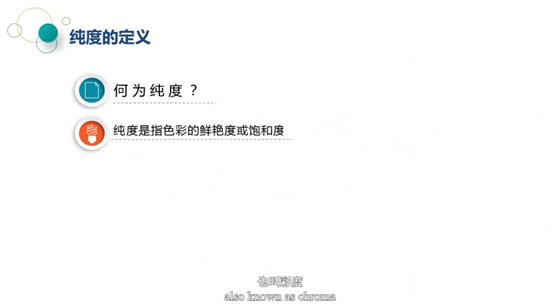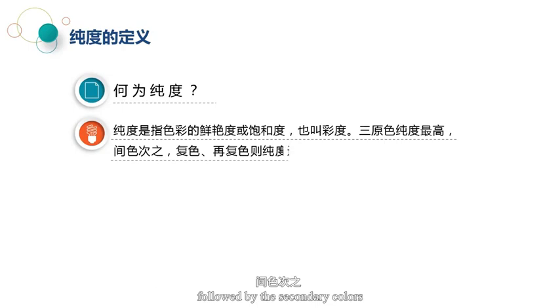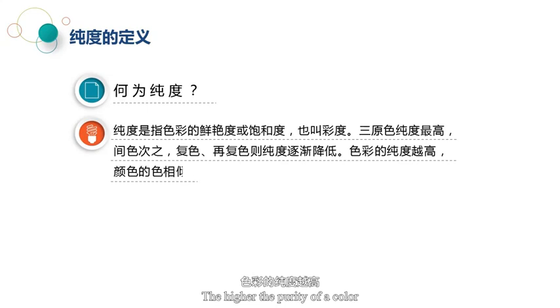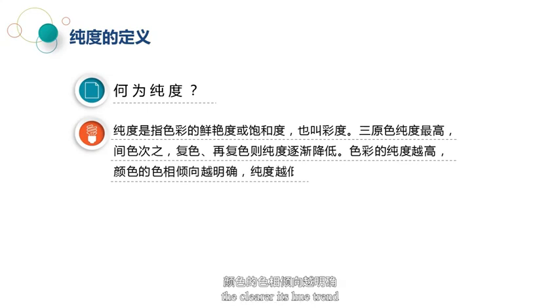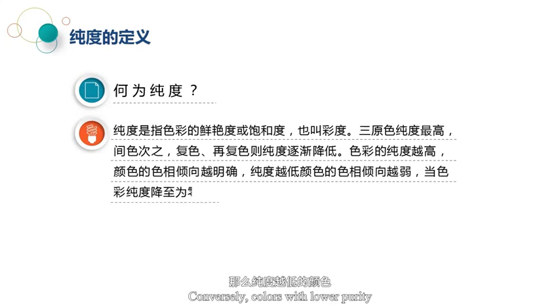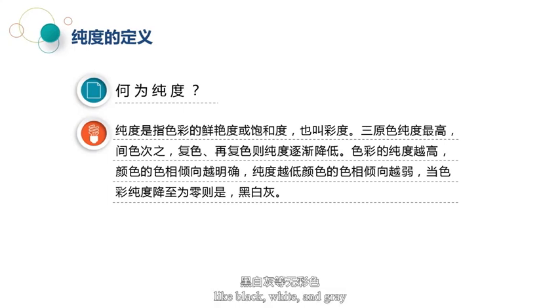What is purity? Purity refers to the brightness or saturation of a color, also known as chroma. The purity of the three primary colors is the highest, followed by the secondary colors, with tertiary colors gradually decreasing in purity. The higher the purity of a color, the clearer its hue trend. Conversely, colors with lower purity have a weaker hue trend. When the purity of a color decreases to zero, it becomes an achromatic color, like black, white, and gray.